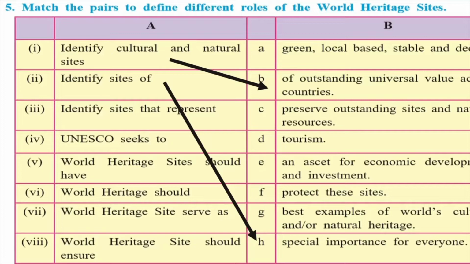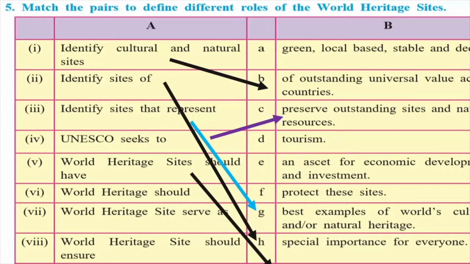Identify sites that represent the best examples of the world's cultural and or natural heritage. Point number 4: UNESCO seeks to preserve outstanding sites and natural resources. So it is a kind of controlling body, a kind of monitor, you can say, which wants to preserve the outstanding sites. World Heritage Sites should have relevant development plan policies. So how you can make it better, how you can attract more tourists.